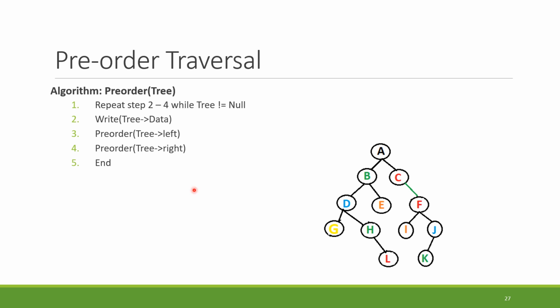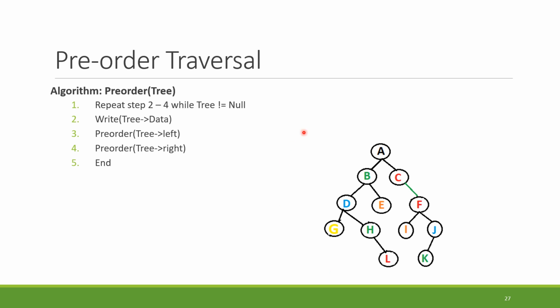So let us look at the algorithm. Again, in order to pre-order traverse, you need the tree as the input. And again, here we have three steps. First, you write what is the root node. Then you will go for pre-order traversing the left subtree, then the right subtree. So this keeps repeating until each and every node is traversed.